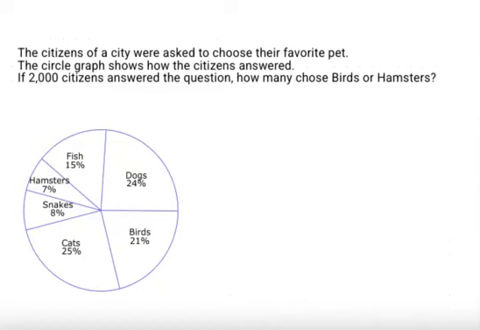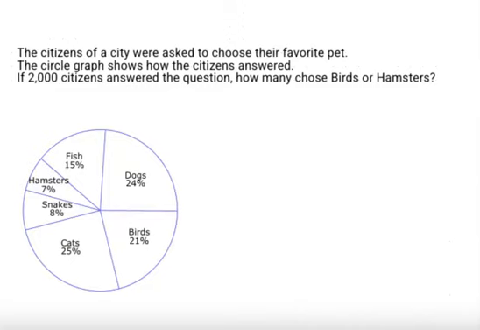The circle graph shows how the citizens answered. If 2,000 citizens answered the question, how many chose birds or hamsters? Okay, so we are going to take a look at how to solve this problem here.